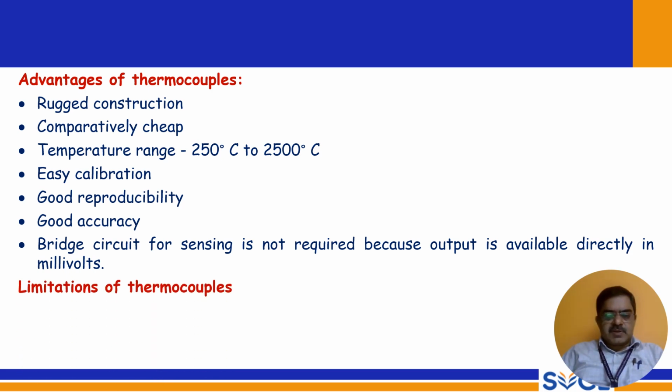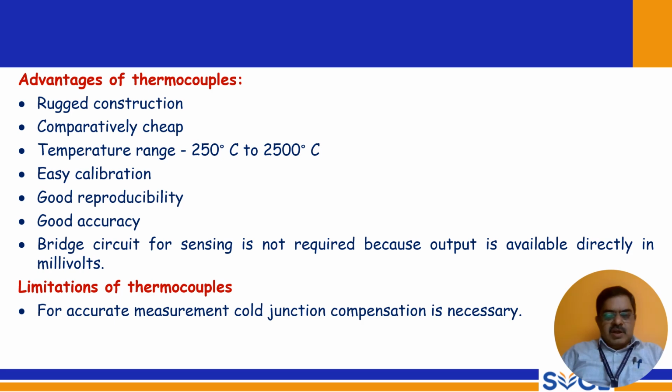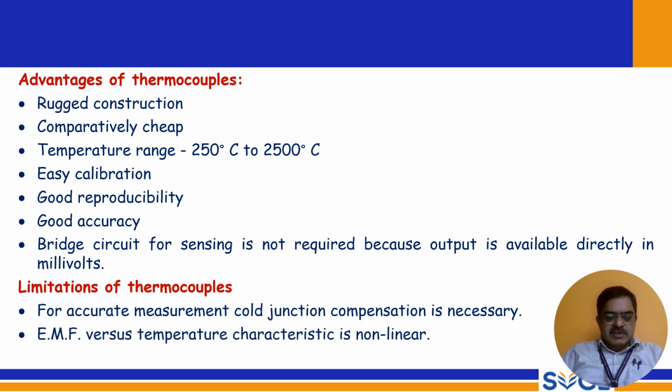So limitations of thermocouples: for accurate measurement, cold junction compensation is necessary, and the EMF versus temperature characteristic is non-linear. Except for a few materials, which are approximately linear, most of the material combinations show non-linear characteristics only. So these are the limitations. Next, we'll see advantages and disadvantages of thermocouples.